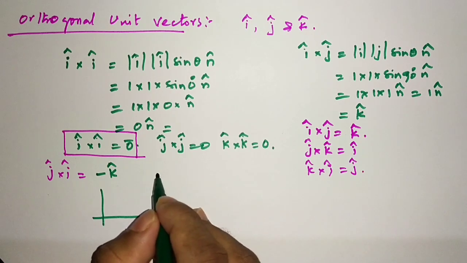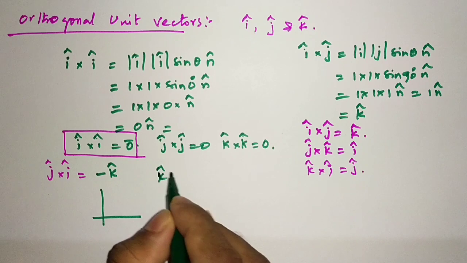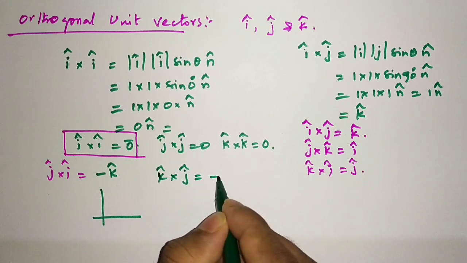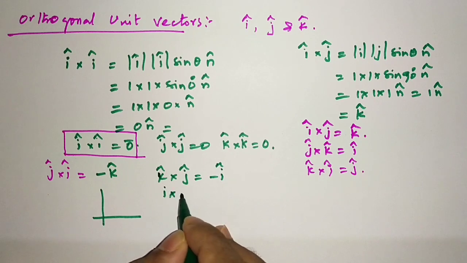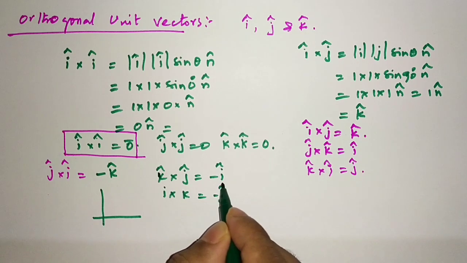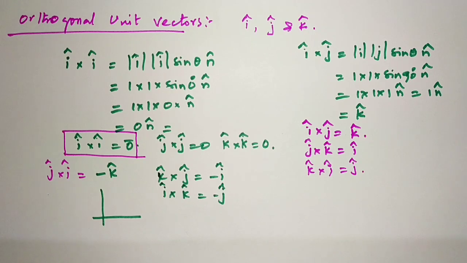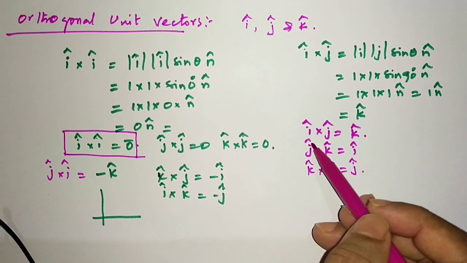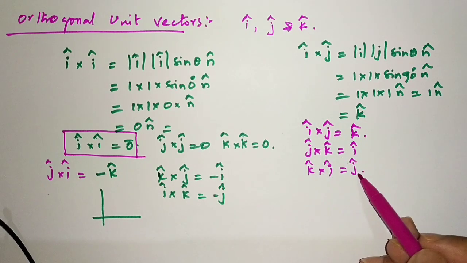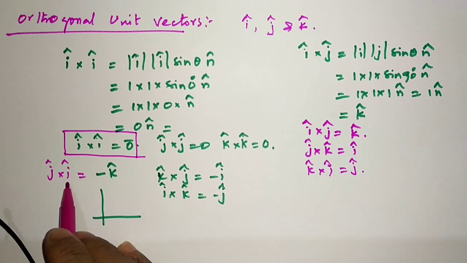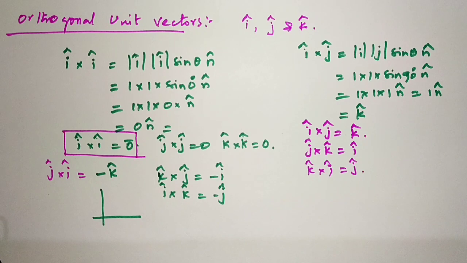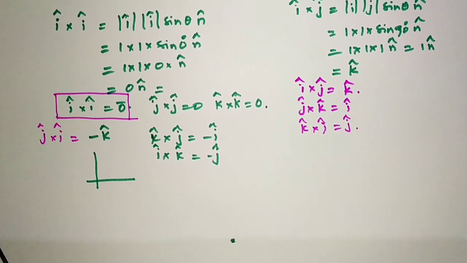Clear? Now similarly, what will be K cross J? That is minus I cap. Similarly, I cross K is equal to minus J cap. Understood? So these are the very important results regarding orthogonal unit vectors. You should remember this. Then how, sir, how to remember all these values? I cross J is K, J cross K is I, K cross I is J, and J cross I is minus K. So I'll give a simple trick to remember this. It's very easy.